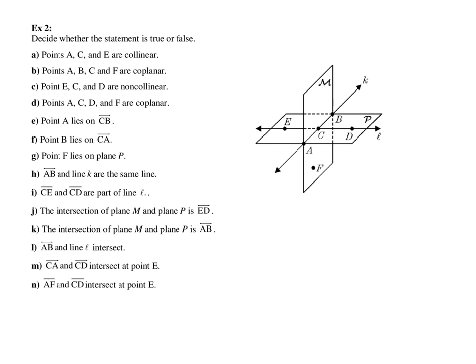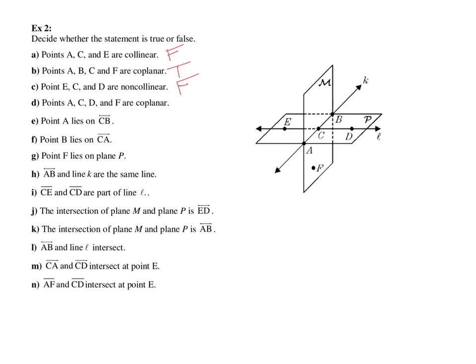All right, next example. Decide whether the statement is true or false. Points A, C, and E are collinear. No, that's false. Points A, B, C, and F are coplanar. Yeah, they lie on the vertical plane. That's true. Points E, C, and D are non-collinear. No, that's false. They're on the same line.